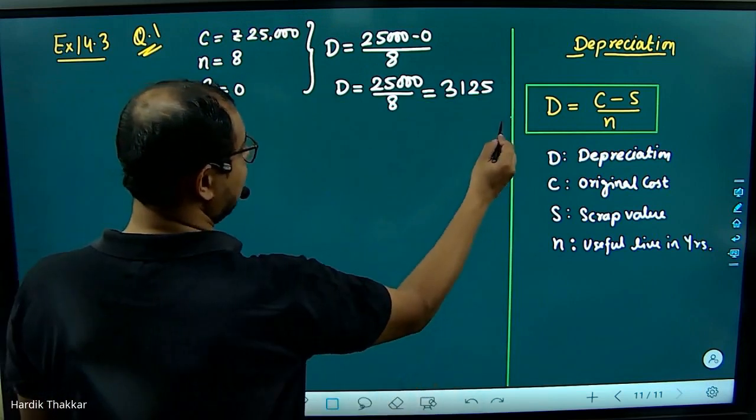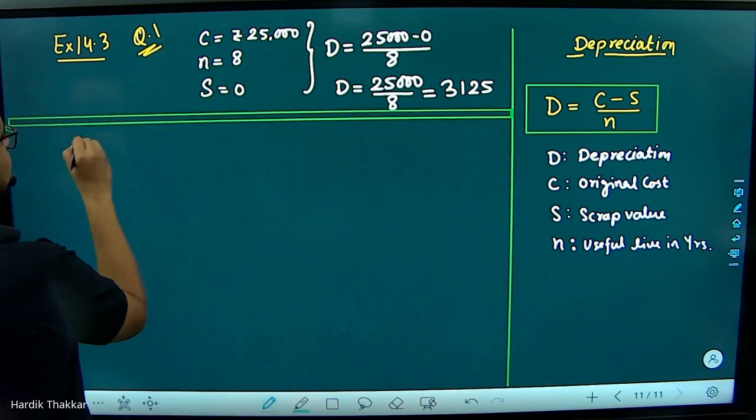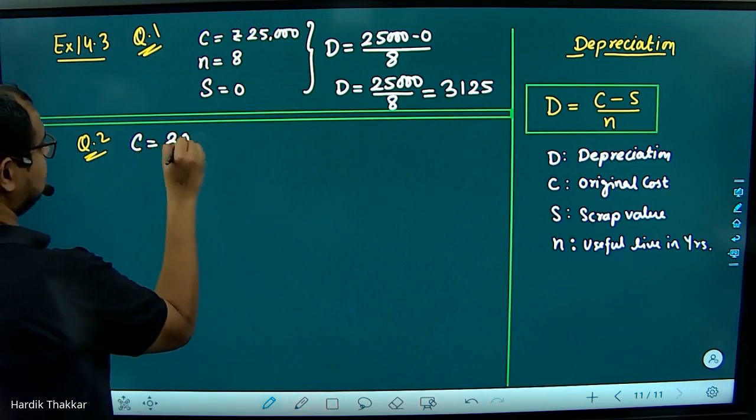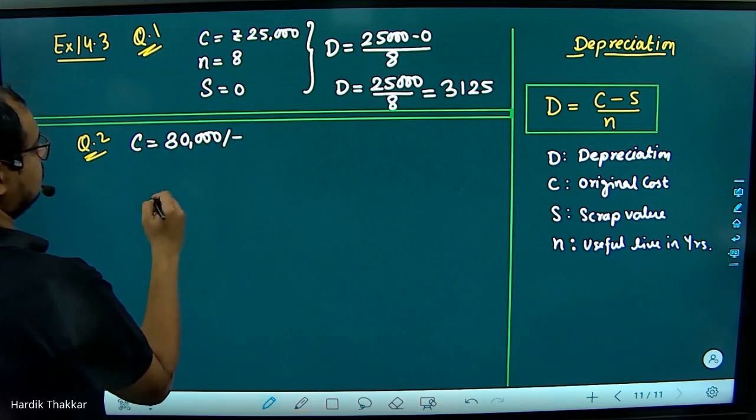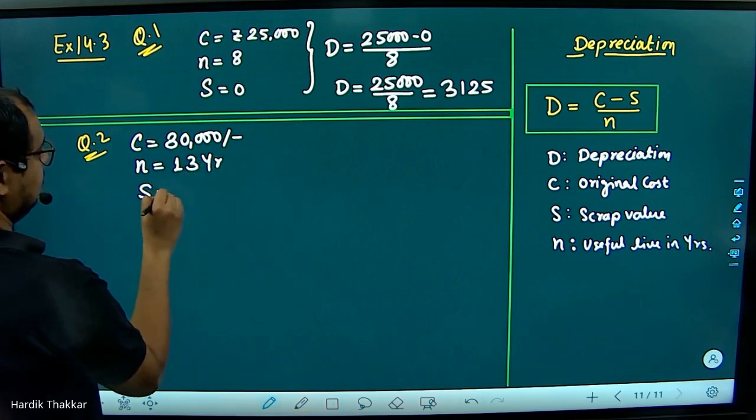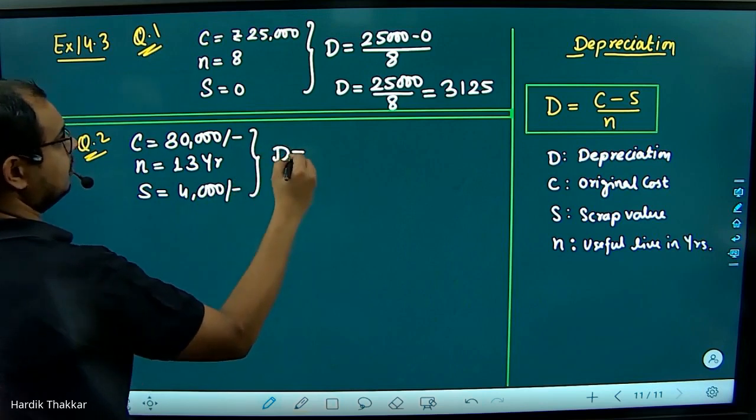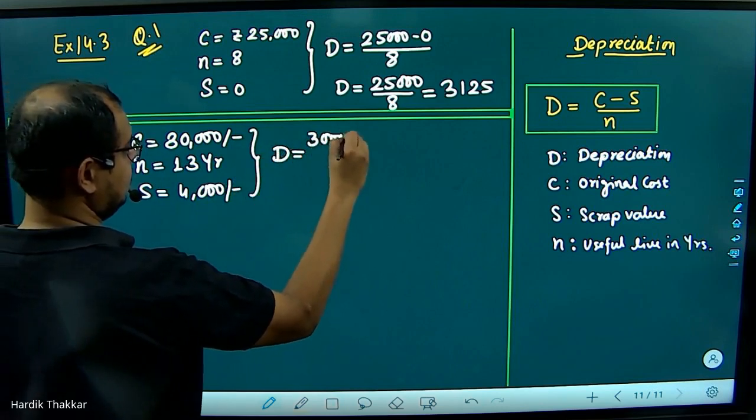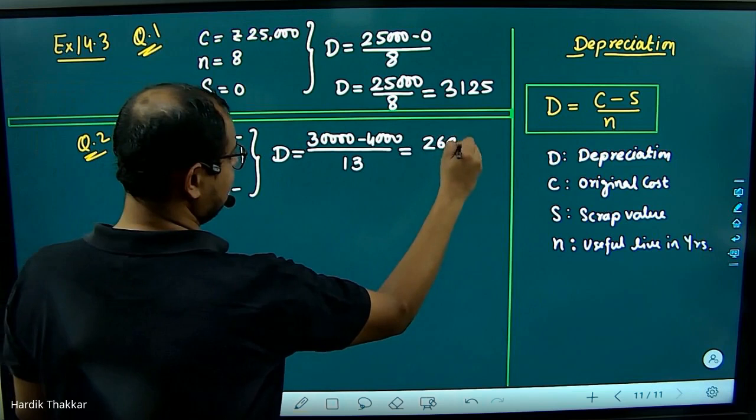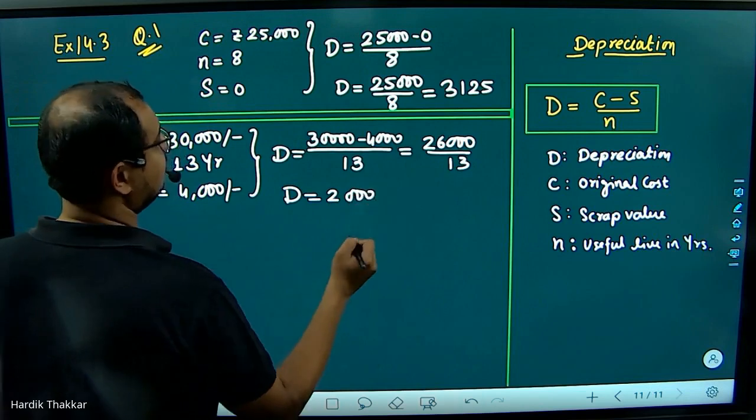Now let's move to the next question. Question number 2. क्वेश्चन नंबर 2 में क्या लिखा है, अनुश्री पढ़ना. 13 years, 4,000. So D is equals to 30,000 minus 4,000 divided by 13. So it is 26,000 upon 13. So D is equals to 2,000 per year.